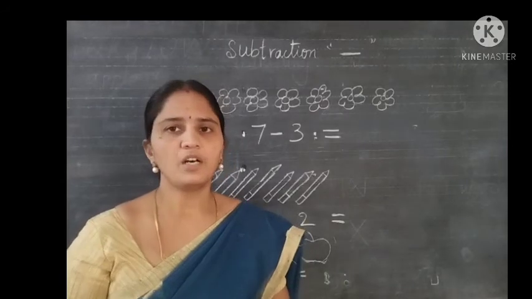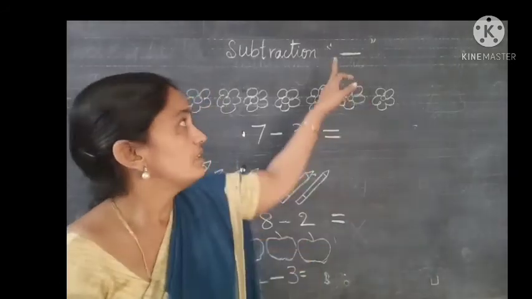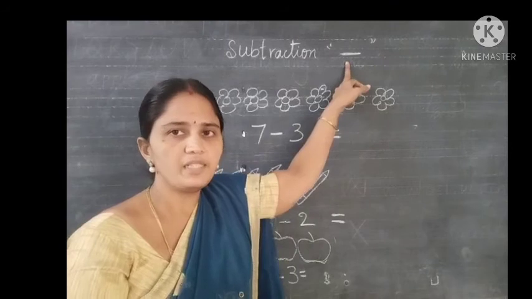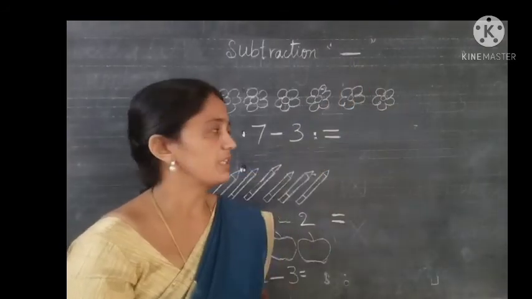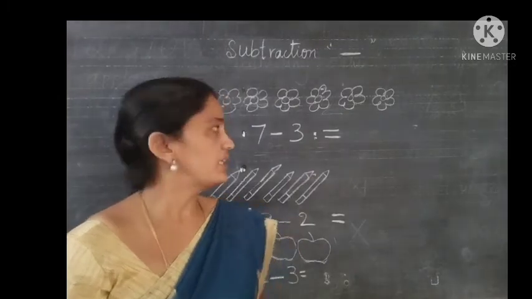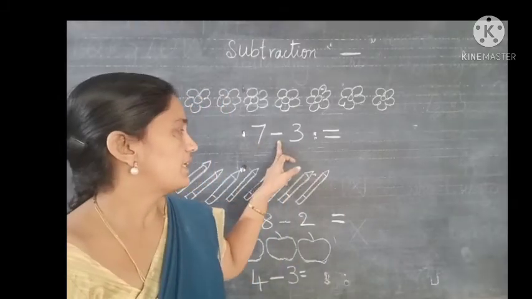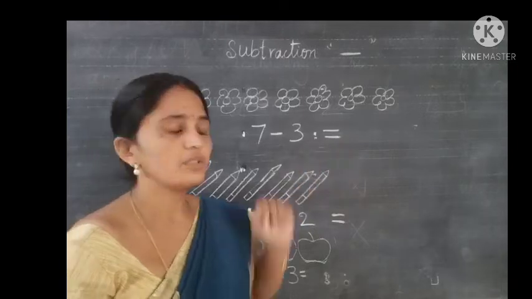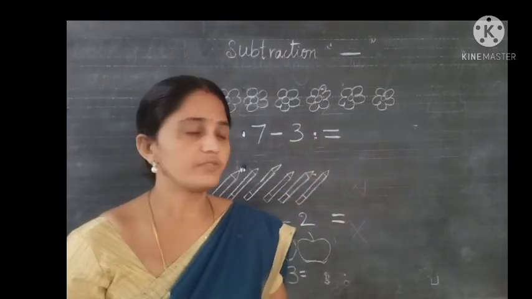Children, let us learn how to do subtraction. This is called minus. It is the symbol of subtraction. And this symbol is called is equal to. Now read the problem. 7 minus 3 is equal to. What is the answer? Let us find.